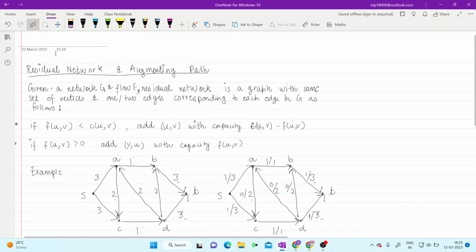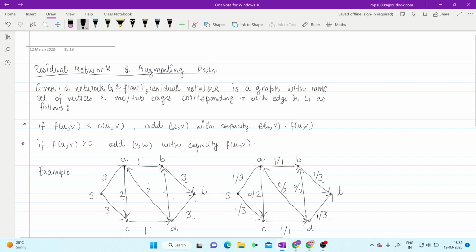Okay, now once we know what is a network and what is a flow, we want to define residual network and augmenting path. So what is a residual network? First of all, a residual network is defined with respect to some flow. So we are given a network G and we are also given a flow F. Then the residual network is a different directed graph which has the same set of vertices as G, and it has one or two edges corresponding to each edge in G.